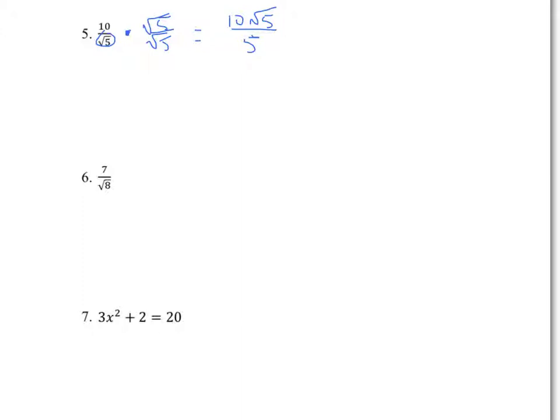Then you can simplify the fraction. We have to reduce 10 over 5. 10 over 5 is going to reduce to 2. So the answer will be 2 square root of 5.